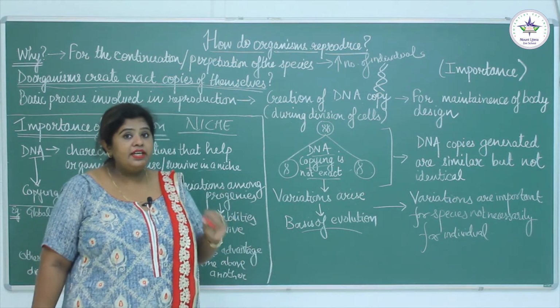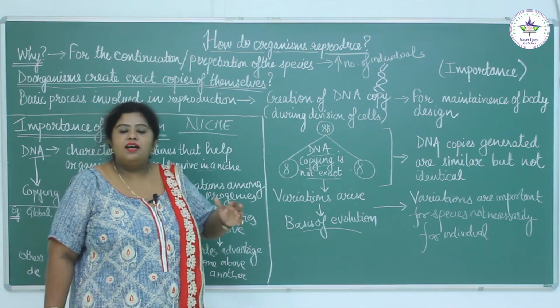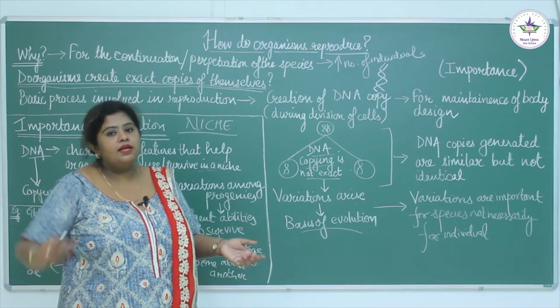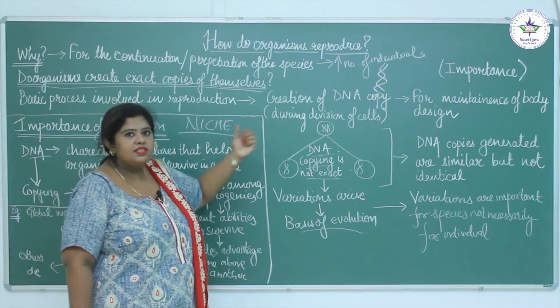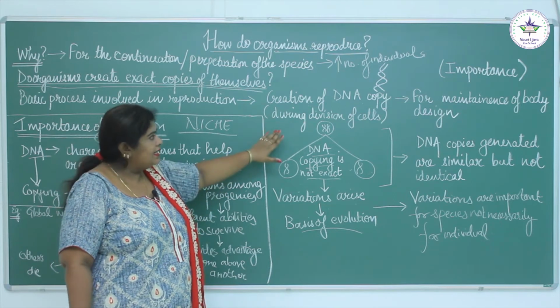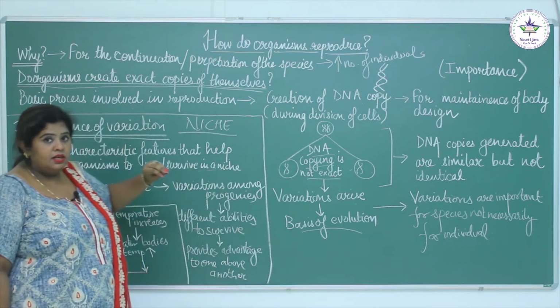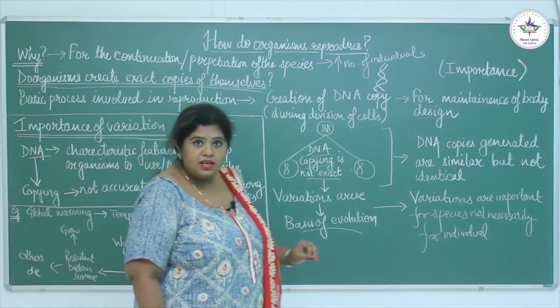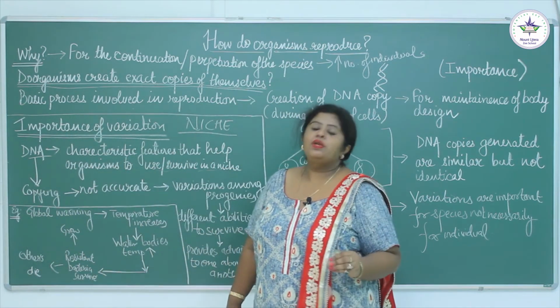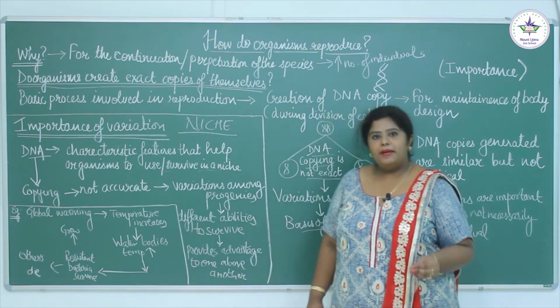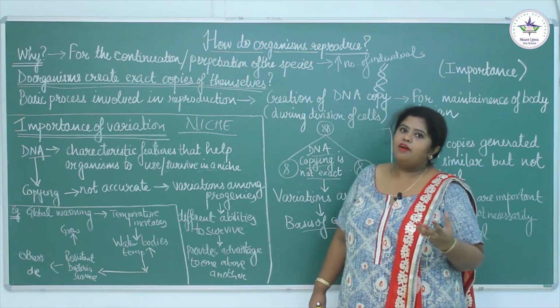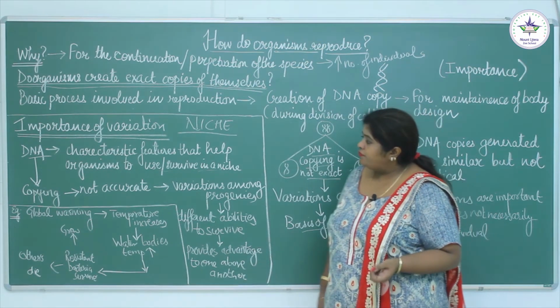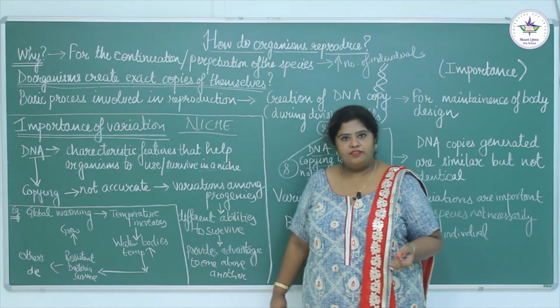Because they have a weak immune system. Why do they have a weak immune system? Because their inner DNA structure is like that. So that means DNA gives certain characteristics to an organism which help it to survive and utilize a particular niche or environmental conditions. Another example I will give.